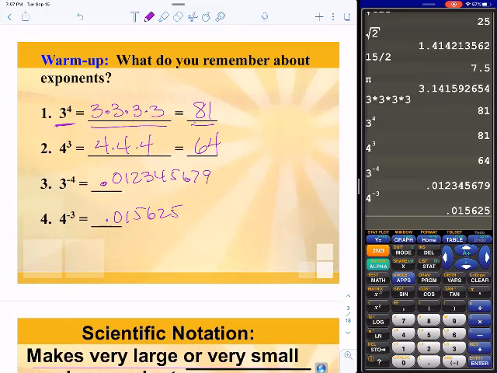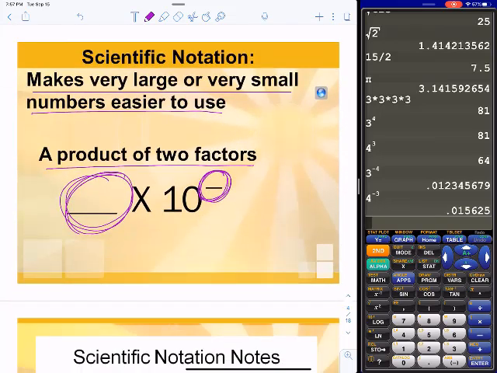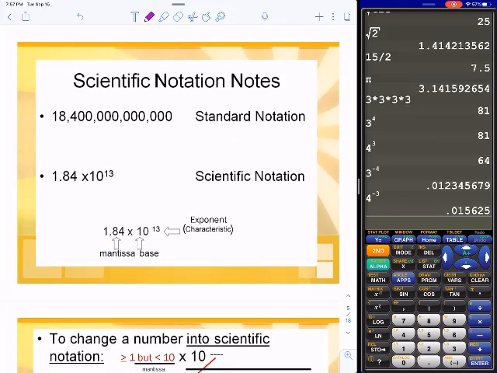And if you noticed in the warm-up, we've got positive exponents and negative exponents. And those are the two types of exponents that we're going to use. So let's see what we can do. Okay, so here's an example. It says, scientific notation notes.